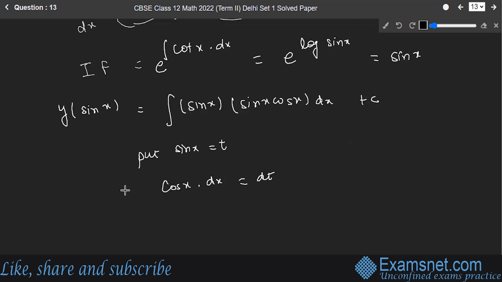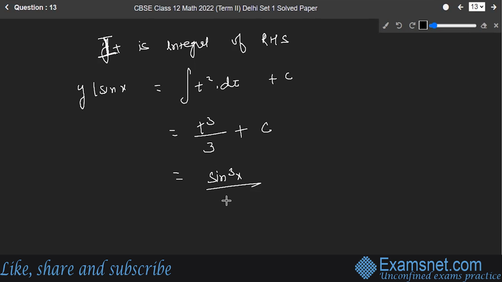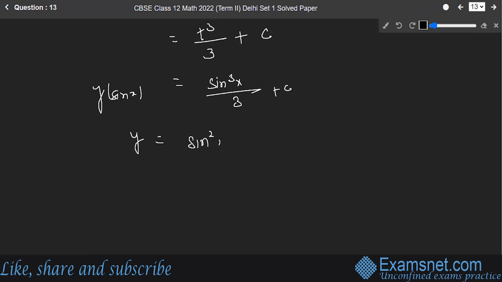It is integral of the right hand side, correct? So y into sine x is equal to integral of t square dt plus c, which is equal to t cube upon 3 plus c, where t was equal to sine x. So this is sine x cube upon 3 plus c. Hope you're clear till here. Therefore, y sine x is equal to this. Therefore, y is equal to, I'm dividing both the sides by sine x, y is equal to sine square x upon 3 plus c upon sine x. Hope you're clear with this.